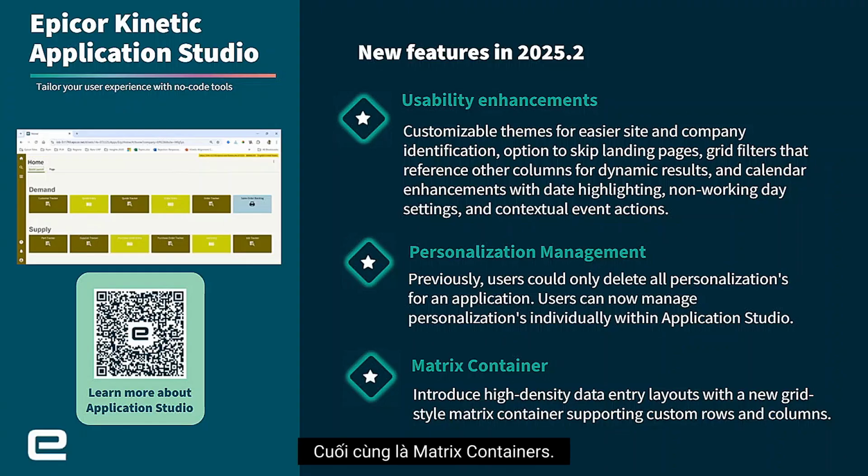And finally, matrix containers. This is a new grid style layout within App Studio, allowing you to customize the way that rows and columns appear. This is great for high density entry forms and dashboards and configurators. These improvements make the environment cleaner and easier to navigate, and data entry more flexible.